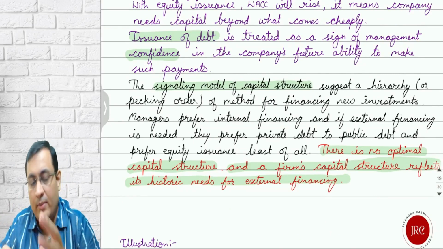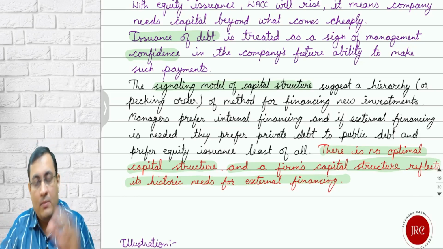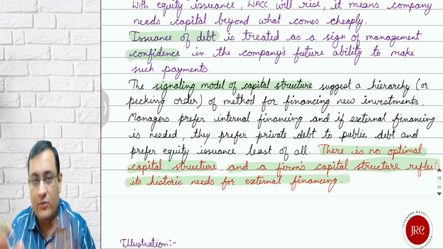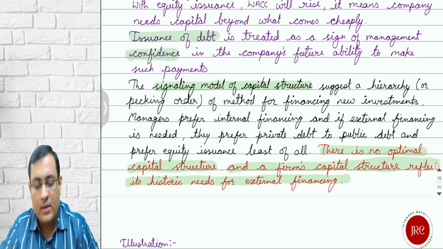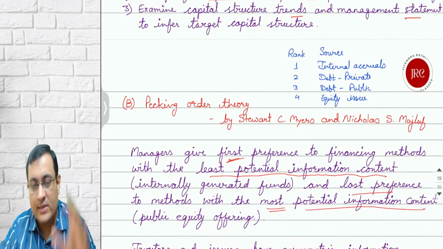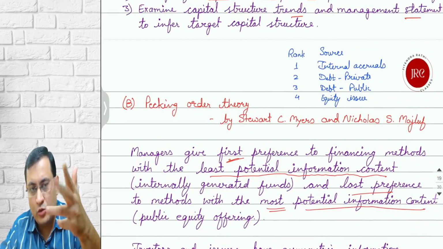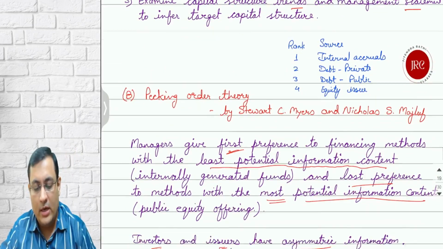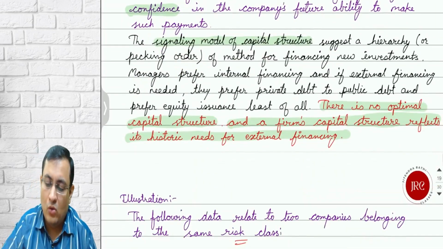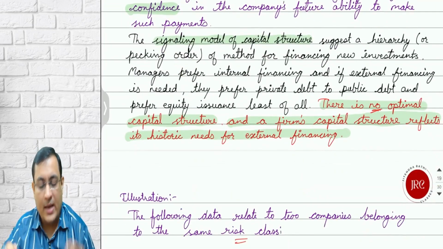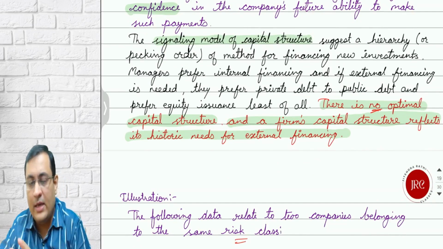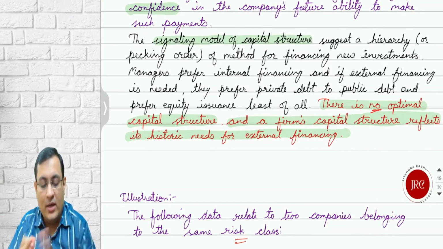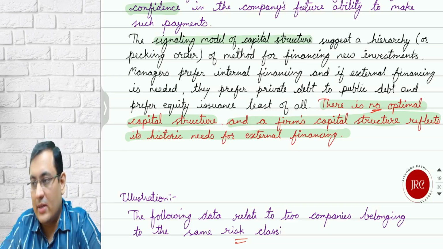Ultimately, pecking order theory says that management will try to share the least information. So their order of financing is internal accruals, debt private issue, debt public issue, and last is your equity issue. So ultimately, there is no optimum capital structure, and a firm's capital structure reflects only what has happened in the past, the historic need for their external financing.